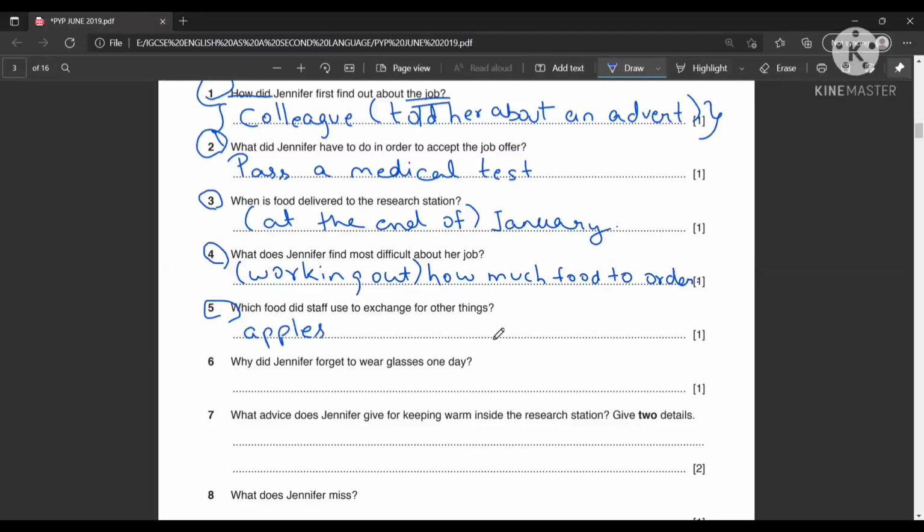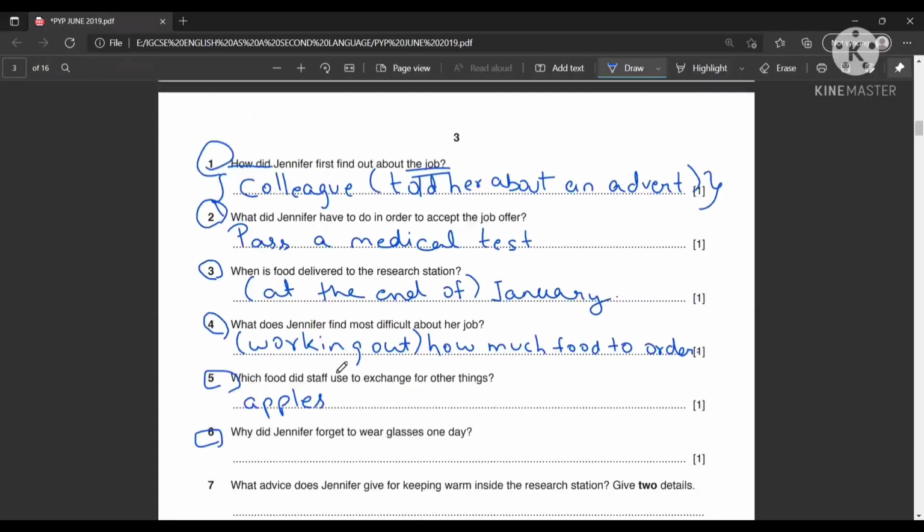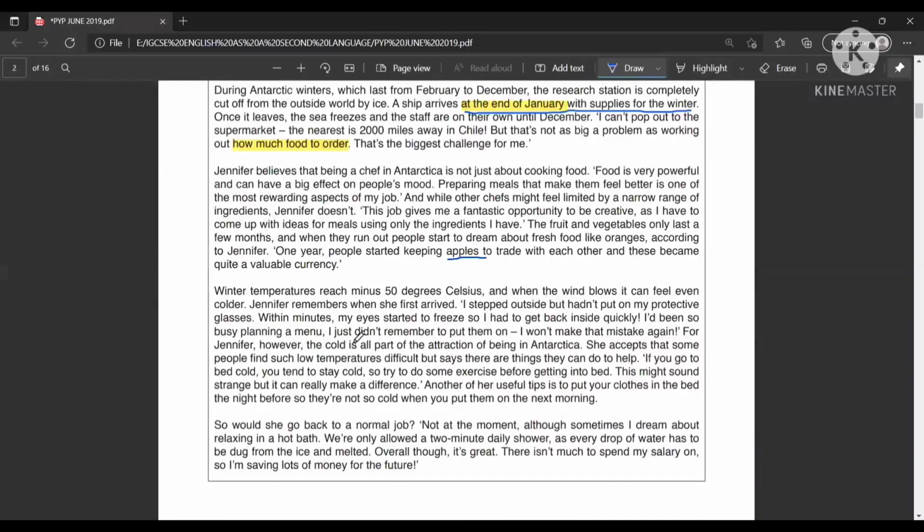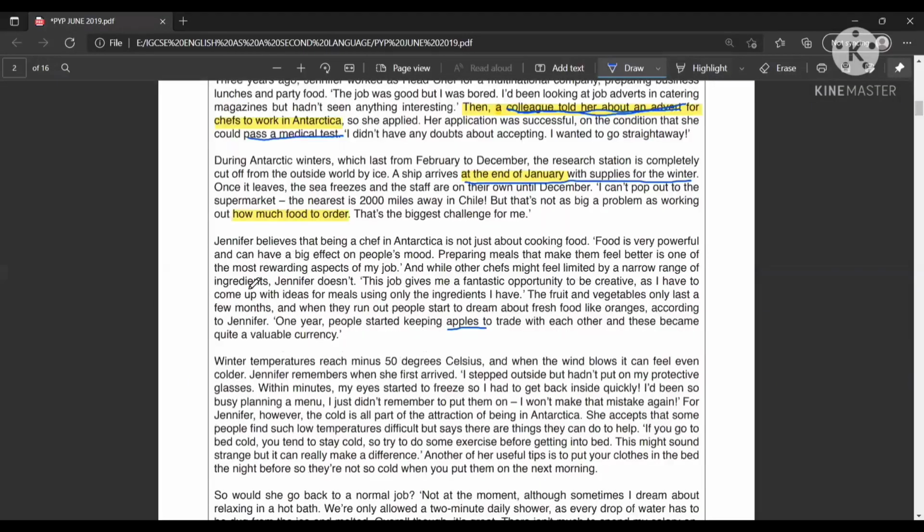Why did Jennifer forget to wear glasses one day? So let's find out the answer for this one. Why did Jennifer forget to wear the glasses one day? So till where we have read, we have read till here. We are going to read further.